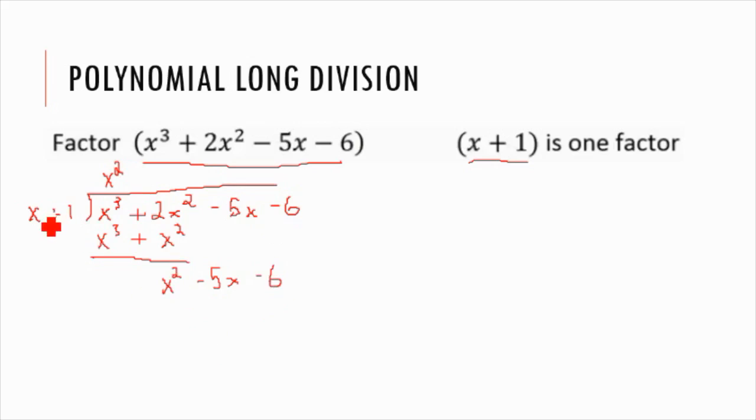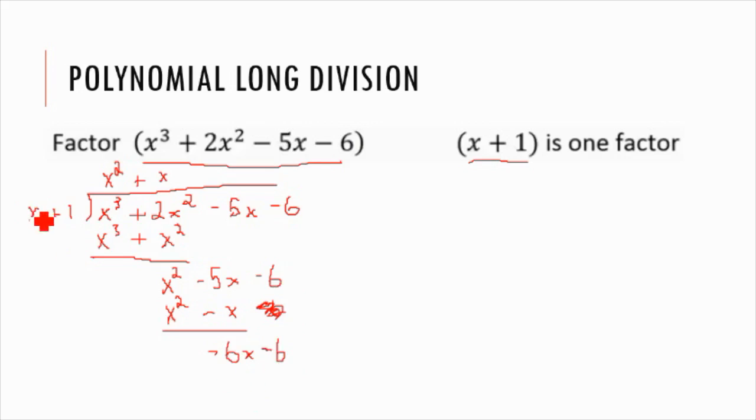Then, what times x will give me x squared? That's x, so plus x. X times x is x squared, x times 1 is x. X squared minus x squared is going to give me 0. Negative 5x minus x is actually going to give me negative 6x. And then I am going to bring down that negative 6.